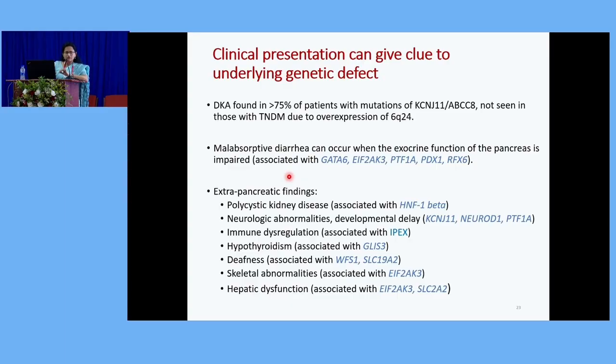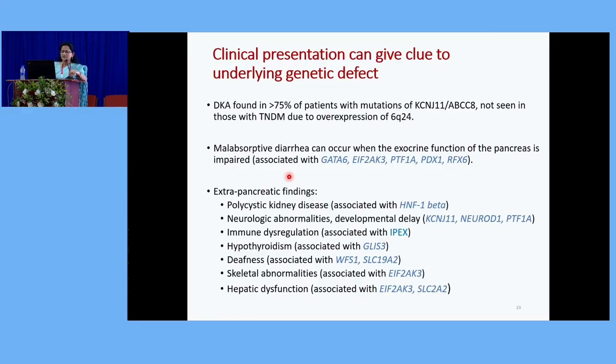So clinical presentation can give a clue to the underlying genetic defect. So DKA, whereas it is found in more than 75% of patients with mutation in KCNJ11 or ABCC8, it is not seen in those with transient neonatal diabetes due to 6q24. Malabsorptive diarrhea indicates exocrine pancreatic insufficiency. So think of GATA6, EIF2AK3, PTF1A. Other extra pancreatic findings, polycystic kidney disease could indicate HNF1 beta, as I told you, it's a MODY gene but can present as neonatal diabetes.